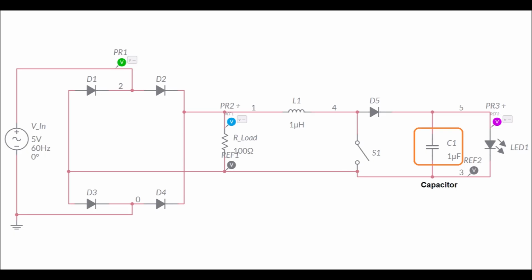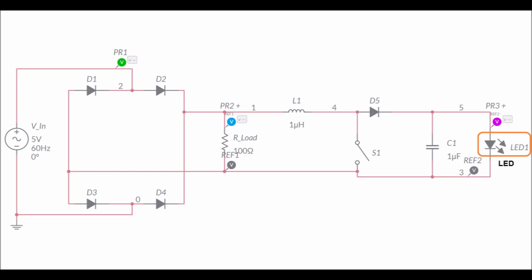The capacitor here stores electrical energy and smooths the DC voltage. When voltage increases, the capacitor charges, and when voltage decreases, it discharges slowly, which reduces flickering and voltage drops. This capacitor represents the concept of energy storage similar to a battery in real systems.